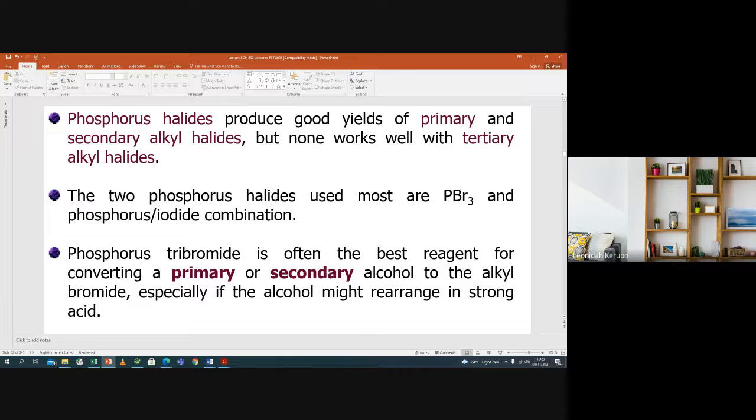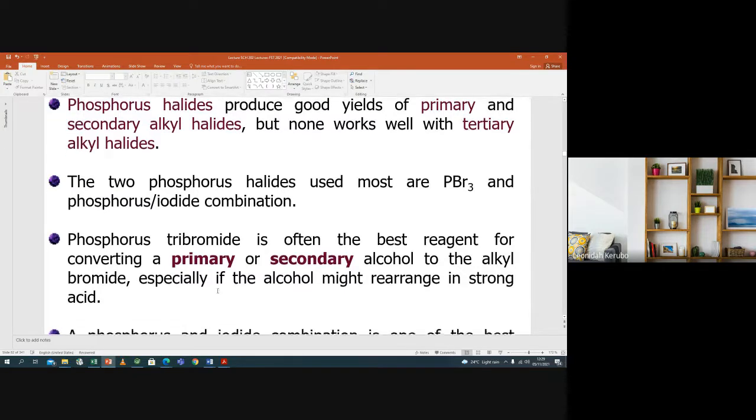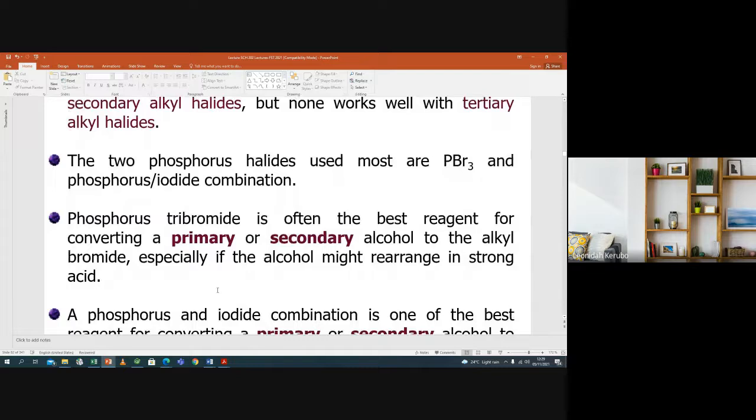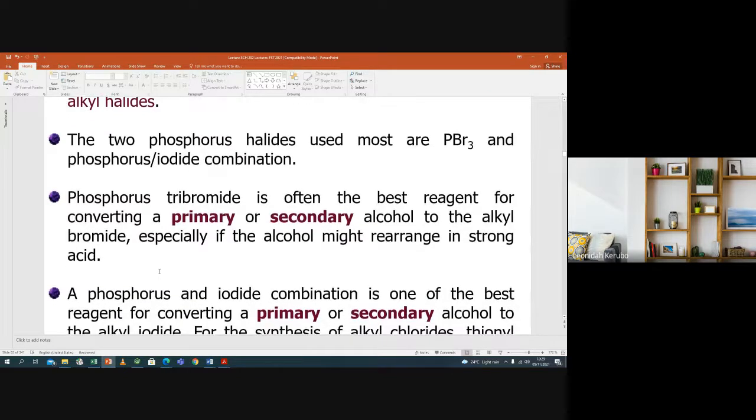The two phosphorus halide reagents used most are phosphorus tribromide and a phosphorus and iodine combination, which usually generates phosphorus triiodide. Phosphorus tribromide is often the best reagent for converting a primary or secondary alcohol to the alkyl bromide, especially if the alcohol might rearrange in strong acid. The possibility of rearrangements is usually through formation of carbocations in SN1 reactions. But in SN2, there are no rearrangements that can be observed.